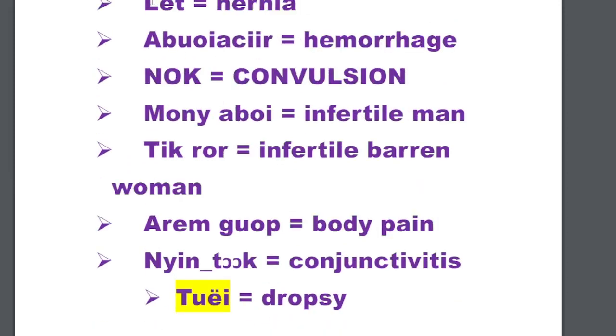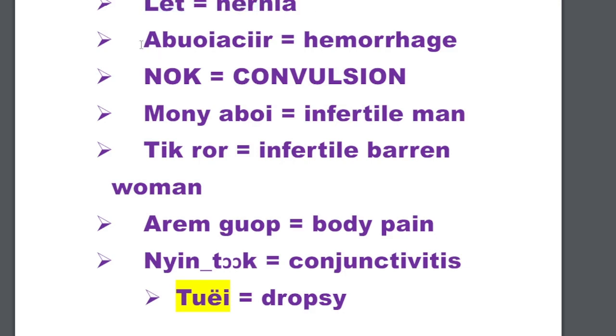Another common type of sickness or disease in Dinka word is called lit. Lit mean hernia. So when you have lit, that is the swelling of the testicle. Okay, it's common for the men. Hernia is called lit. So it's very common in South Sudan. In Dinka, it's called lit, and in English, it's called hernia.